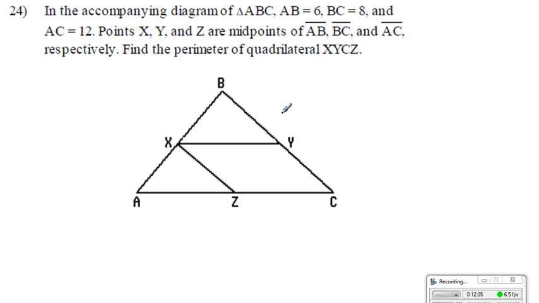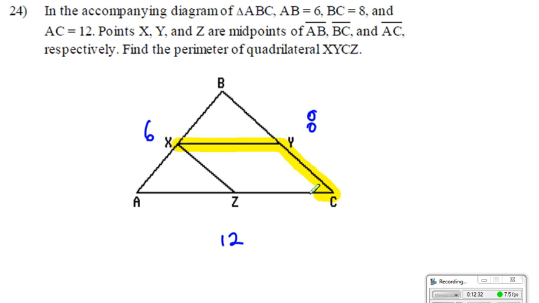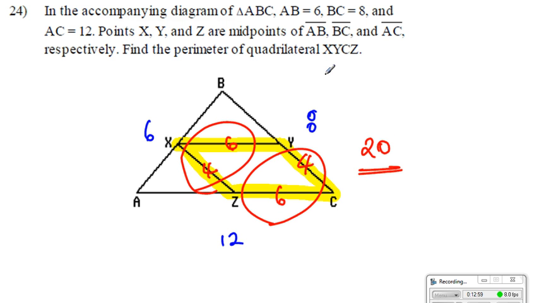All right, number 24. Here, these are the midsegment questions. AB is equal to 6. BC is equal to 8. And then AC is equal to 12. Now we want to find the perimeter of XYCZ. All right, how are we going to get that? In fact, first this portion will be equal to 6 because it will be half of 12. But if this one is 6, this will also be 6, because this is half of 12 also. Now we realize that this is equal to 4 because Y is the midpoint. So is this one. So our answer becomes 20. That will be the perimeter of that quadrilateral.